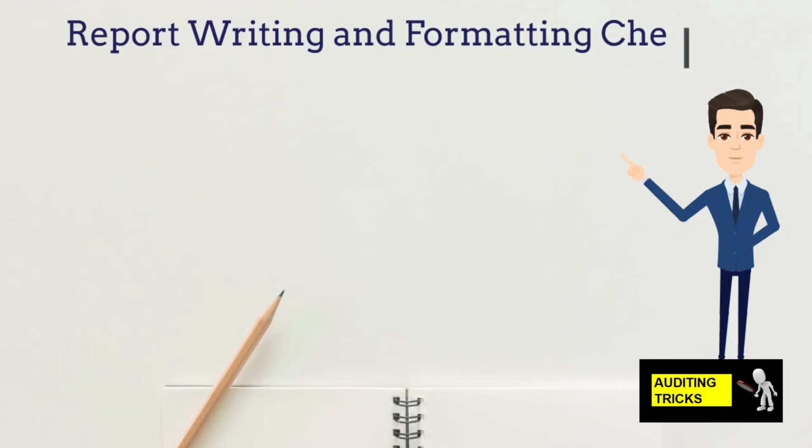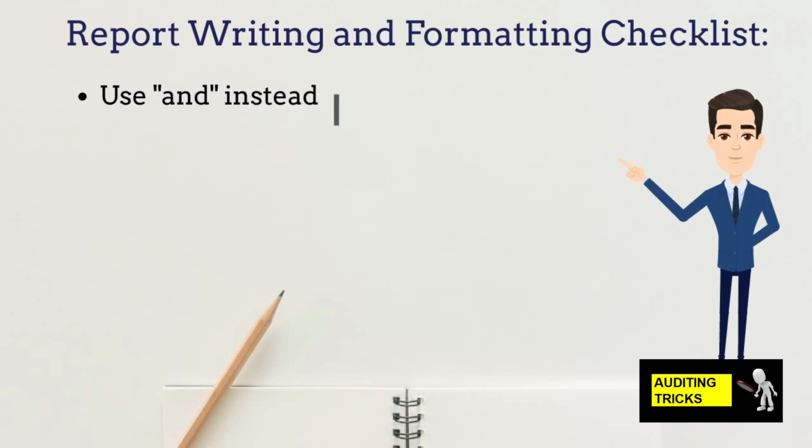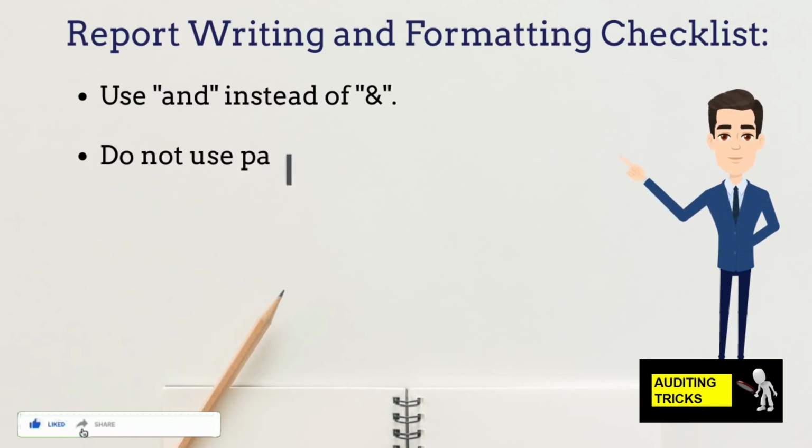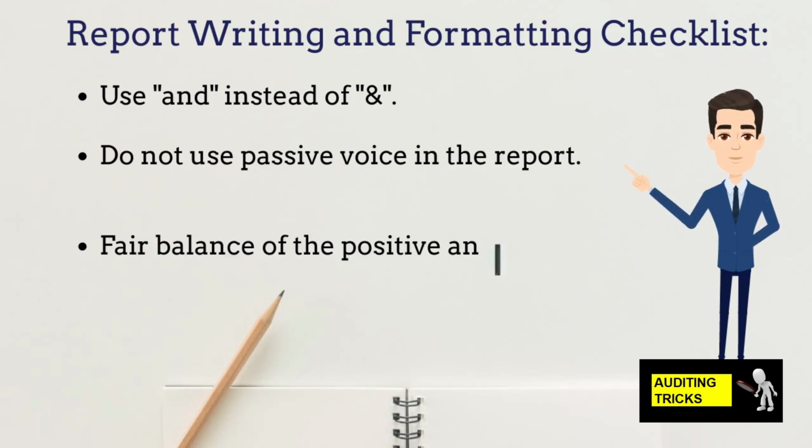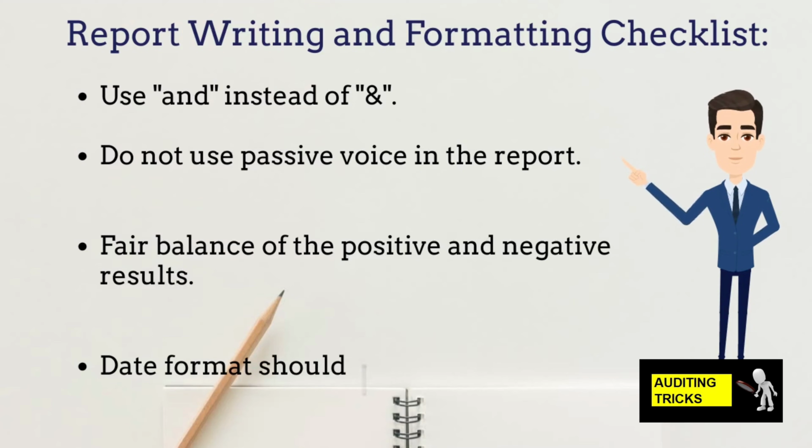We should use complete words instead of shortcuts, like use AND instead of the & sign. Do not use passive voice in the report. Passive voice can be difficult to read. Instead of saying no irregularity of operation was found, you can say the audit team found no evidence of irregularity. You can provide perspective for the reader, giving a fair balance of the positive and negative results of the audit. The date format should be in DDMMYYYY format.